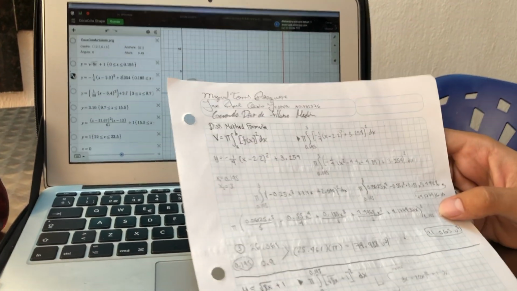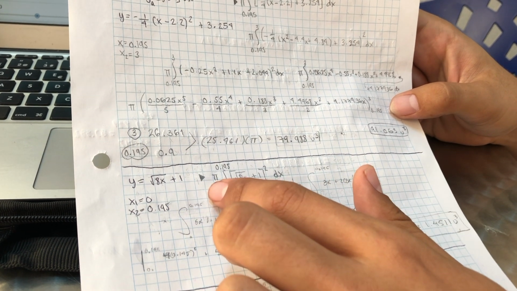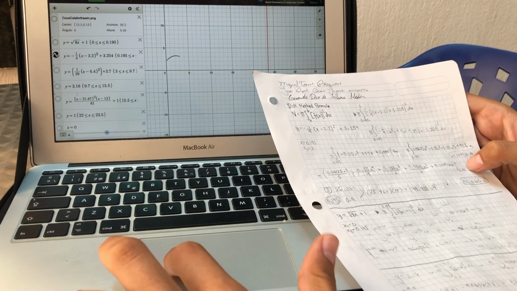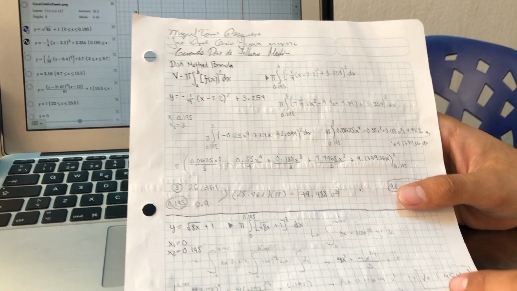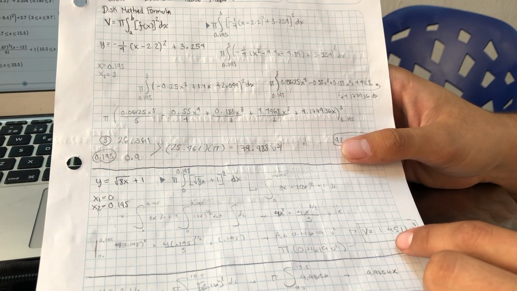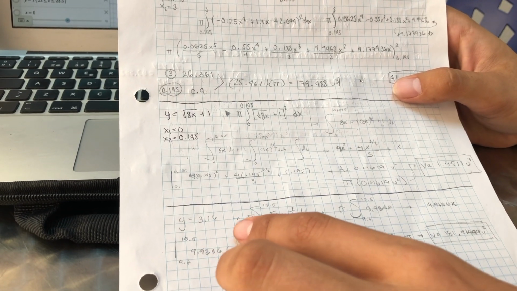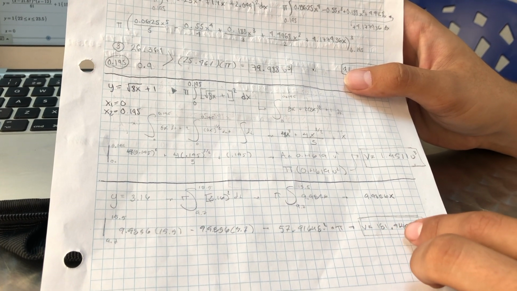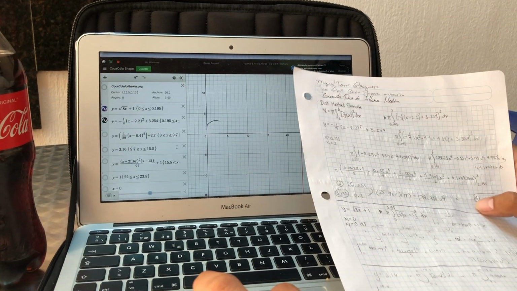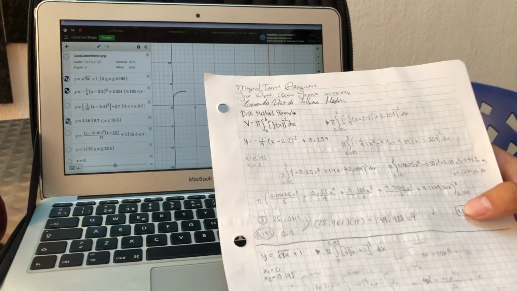Then the second was the square root of 8x plus 1, which represents the very bottom of the bottle, and the volume was 1.45 units cubic. The third one was j equals 3.16 with a volume of 1081.94, and it represents the medium part, the medium red line of the bottle.